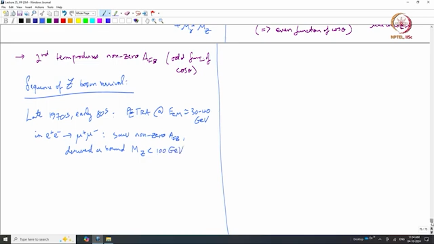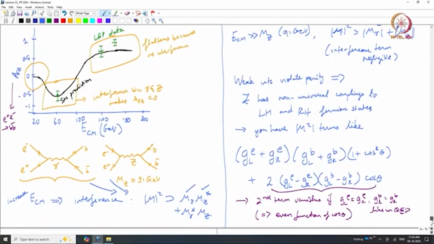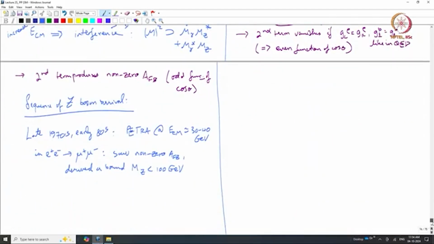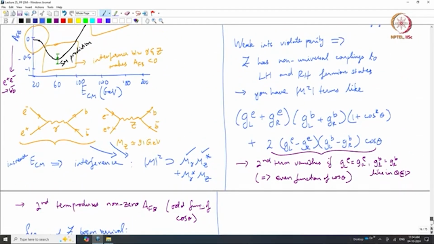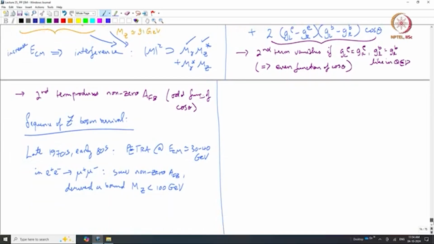Because if the mass is too heavy, you are not going to see the forward backward asymmetry at 20 to 30 GeV, right? By looking at the shape of how the forward backward asymmetry was moving with respect to the center of mass energy, using that they were already able to set a bound on what the mass of the Z should be, that the Z should be maximum 100 GeV to produce these effects. Okay.